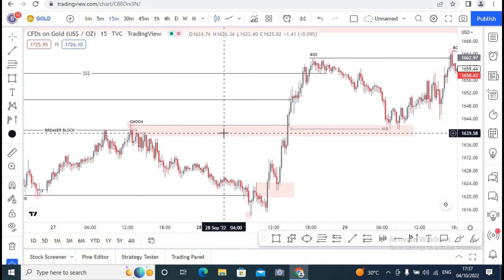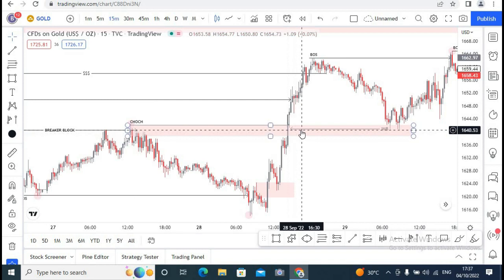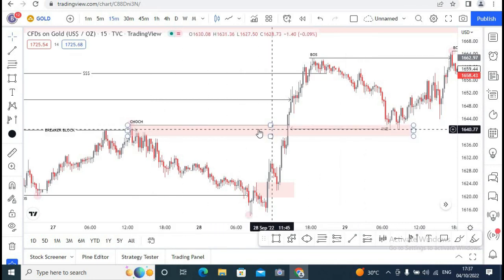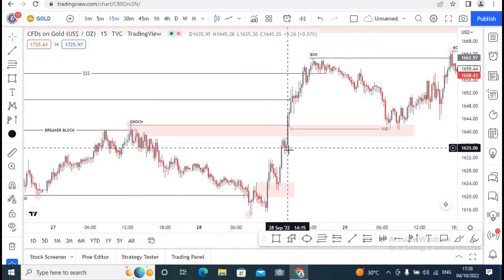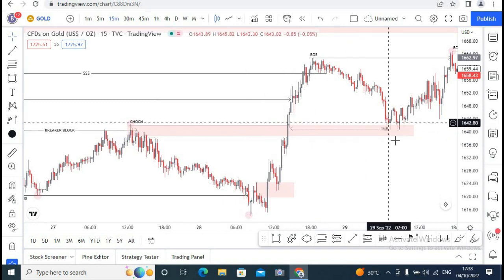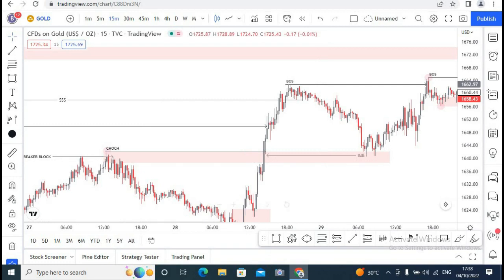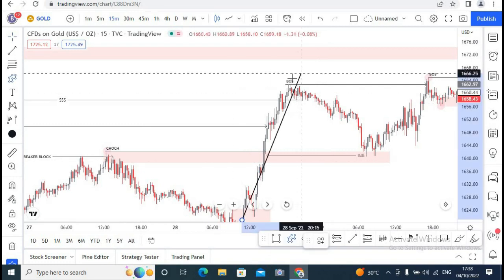So it will now be a flip to a demand. Either there is an imbalance or a fair value gap that will come and respect that zone, flipping to be a demand, because the market failed to push the market to go to the downside, so the price has to come and feed the orders. So this will now become a nice break of structure.